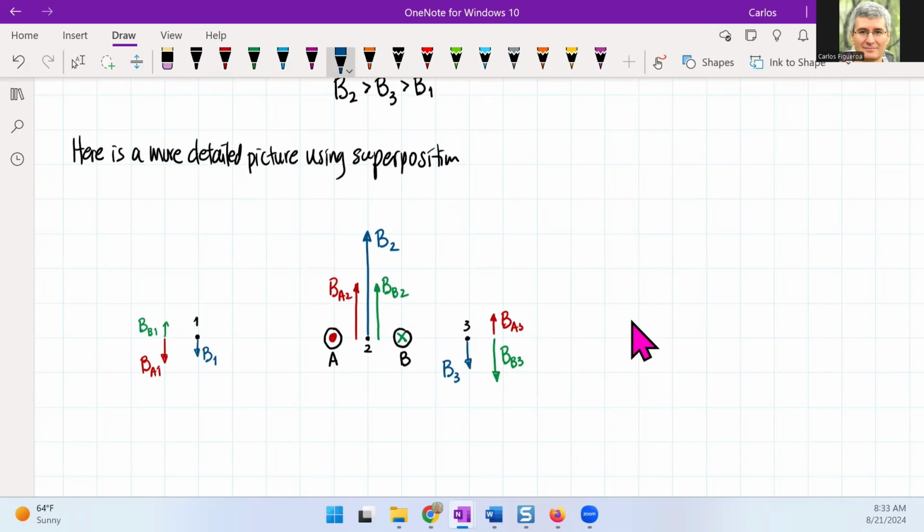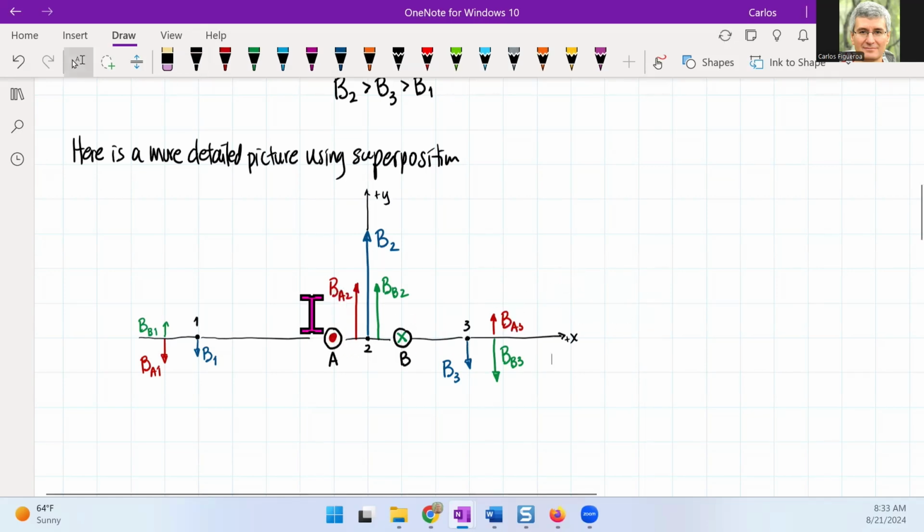So when I look at the rankings again, we can clearly see that the blue fields tell us that the rankings make sense here. So again, this is our x-axis. This is, I'm going to call that positive y, and I'm going to call that positive x. So now all we have to do is calculate these fields. Let's go do that.